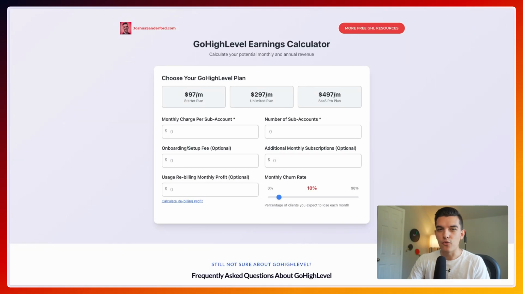I'm trying to build a bunch of free tools for people that are interested in High Level or already on High Level. My frame of mind is, where was I 2 or 3 years ago when I started with Go High Level, and what would have been useful to me when I started, and try to give those away, build those for people. And then if they happen to want to do additional steps with me, then that would be great.